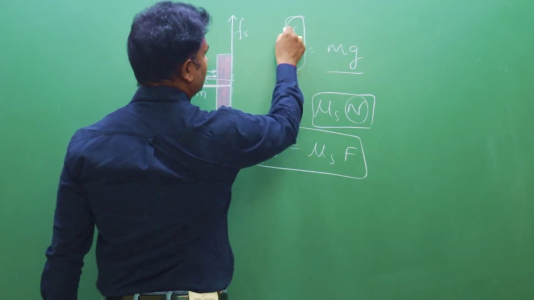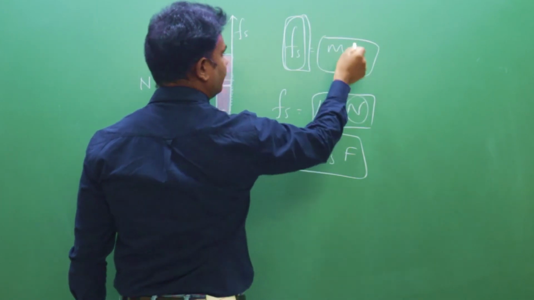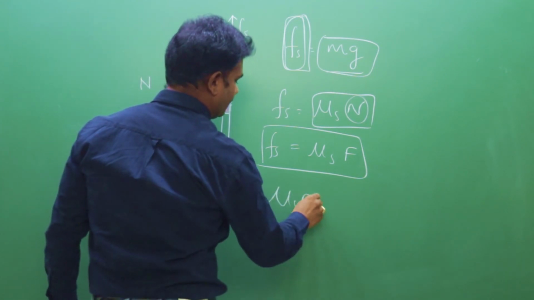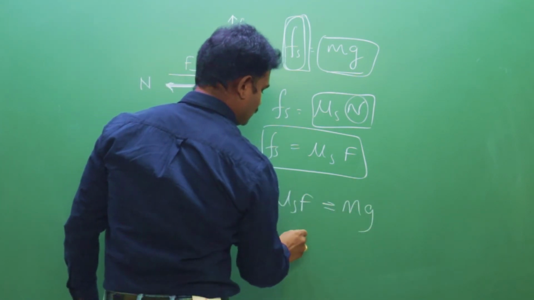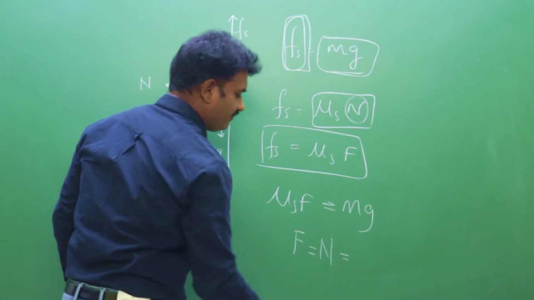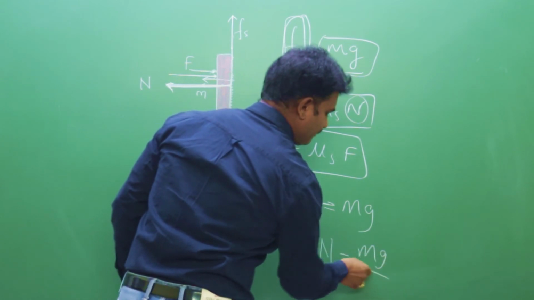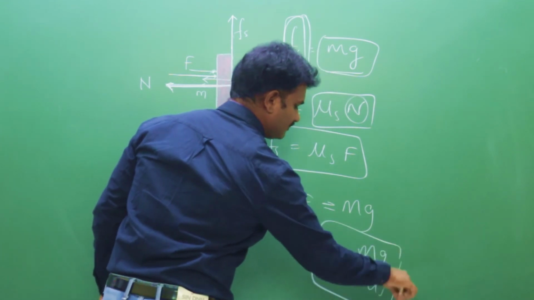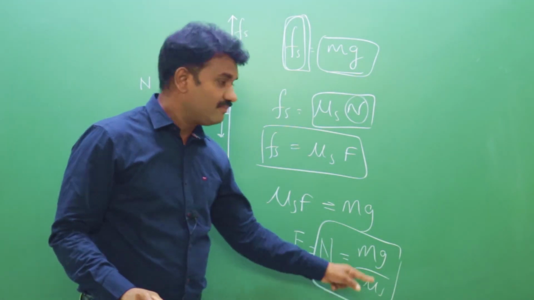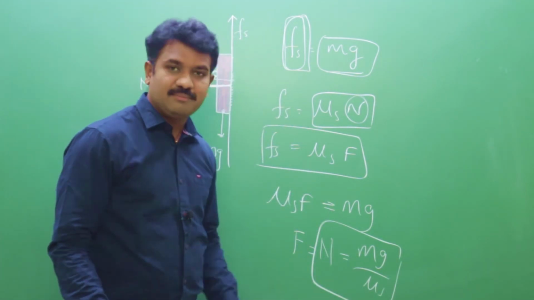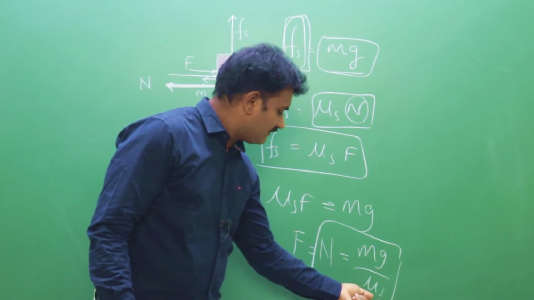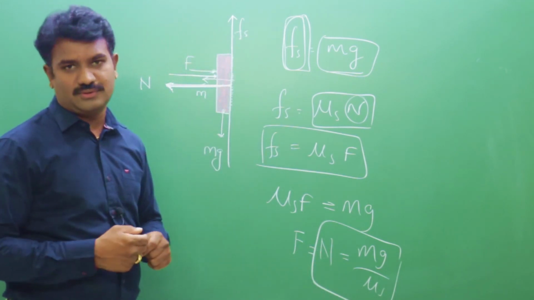So if this friction is balanced by the weight, then only it is in equilibrium. So I can write that mu s into F is equal to mg. So the external force applied by me, which is nothing but the normal reaction, is equal to mg by mu s. That's all. Means if mu s is smaller, means it is a smooth surface, the normal will be higher. Means if it is a smooth surface, I have to apply more force.